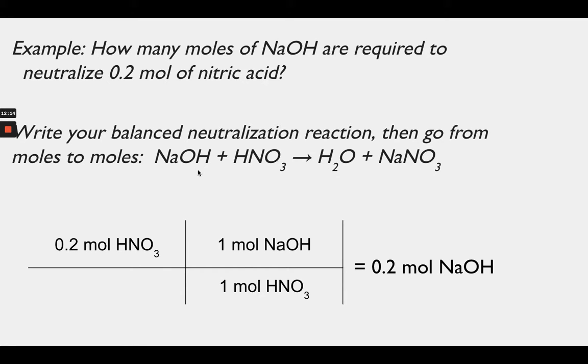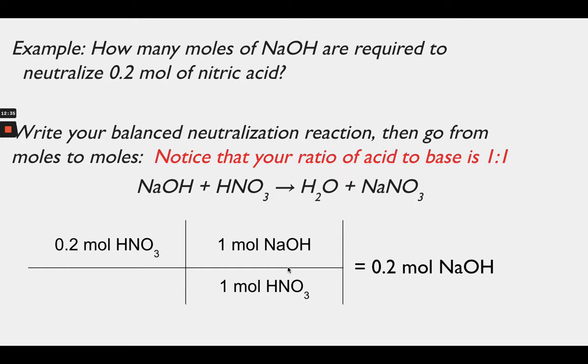Again, inner, outer. And because of the stoichiometry, you can see that the ratio of sodium hydroxide to nitric acid is just 1:1. So with 0.2 moles of HNO3, you've got a 1:1 ratio, and that's going to give you 0.2 moles of NaOH. So this is almost not even important. You can notice the ratio of acid and base is 1:1.